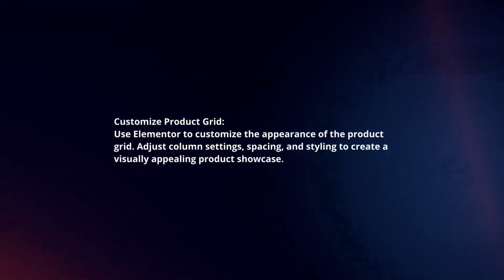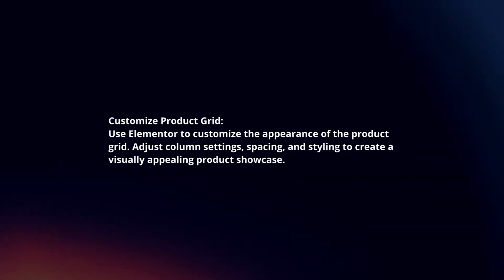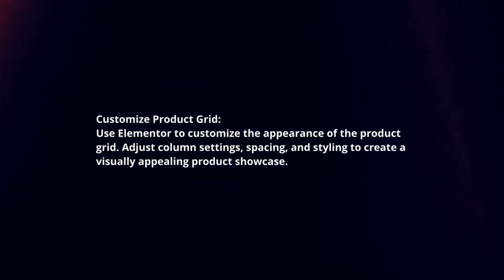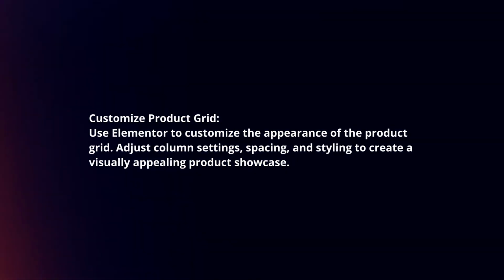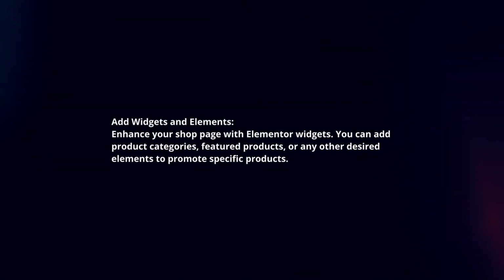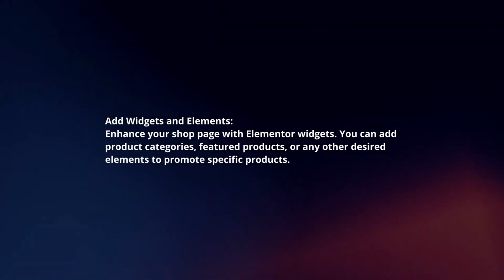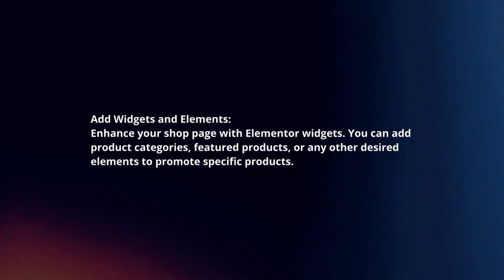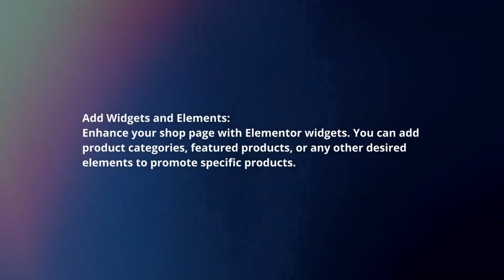Customize product grid. Use Elementor to customize the appearance of the product grid. Adjust column settings, spacing, and styling to create a visually appealing product showcase. Add widgets and elements. Enhance your shop page with Elementor widgets. You can add product categories, featured products, or any other desired elements to promote specific products.